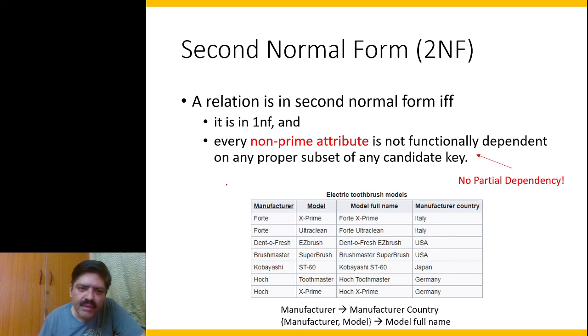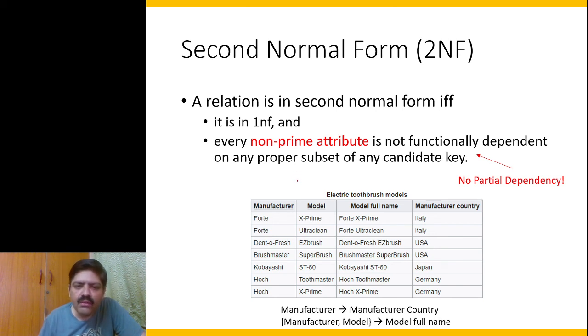I have a manufacturer, let's say Forte, and Forte manufactures X prime, some model. So the full name of the model is Forte X prime. This need not be a concatenation of the manufacturer and model, but in this case it happens to be. And we also have a manufacturer country, which is Italy. So we have a bunch of toothbrush models here, the manufacturers and the country information. Do you see any problem with this table design?